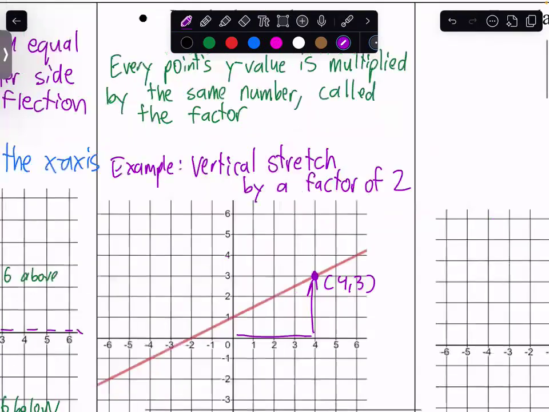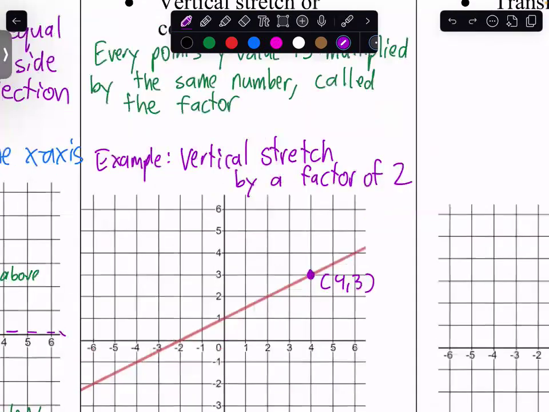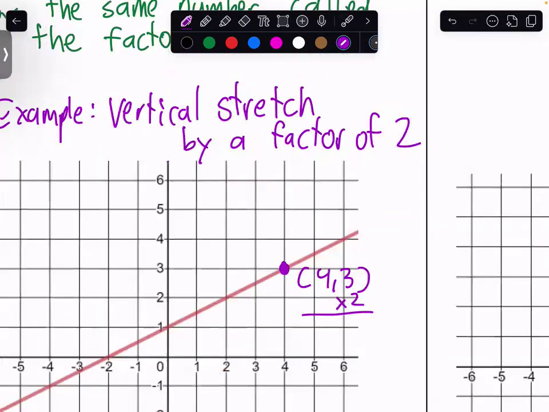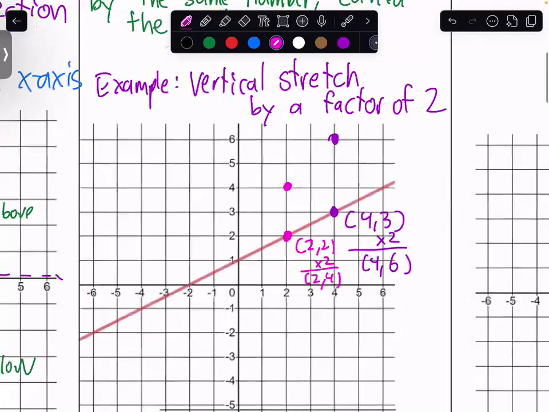Because the problem tells us to do a vertical stretch by a factor of 2, we're going to multiply only the y value, not the x value. We're going to multiply the y value by 2. So instead of (4, 3), the vertically stretched point is now at (4, 6). Same thing over here. This point is currently at (2, 2). Keep the x value the same, but multiply the y value. The new y value is 4, so (2, 4) is the new point. What if it's 0? Good question. We'll get to that in just a second.